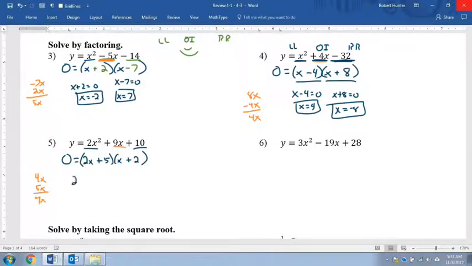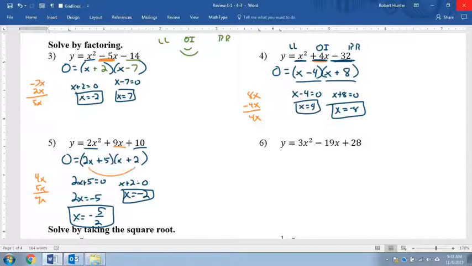So here we go. 2x plus 5 equals 0, and x plus 2 equals 0. Move the 2 over, you get x equals negative 2. Move the 5 over, you got 2x equals negative 5. Divide by 2, x equals negative 5 divided by 2. Those are your answers. A coefficient out front really doesn't change a whole lot, but you do have to take into consideration, multiply the outside and the inside. Try number 6 on your own. I really want you to try number 6 on your own.